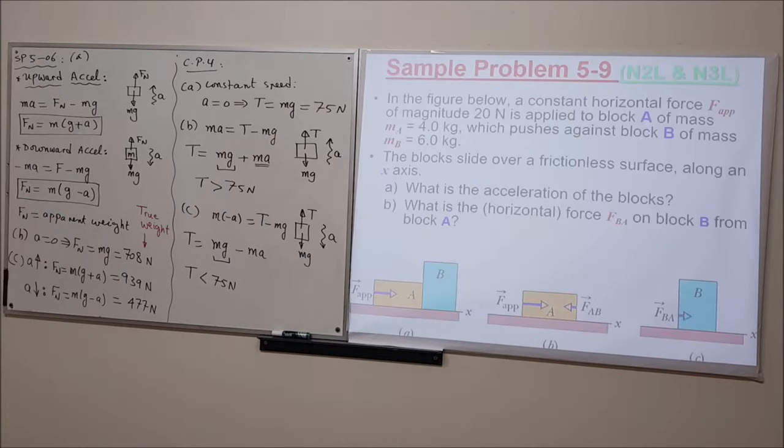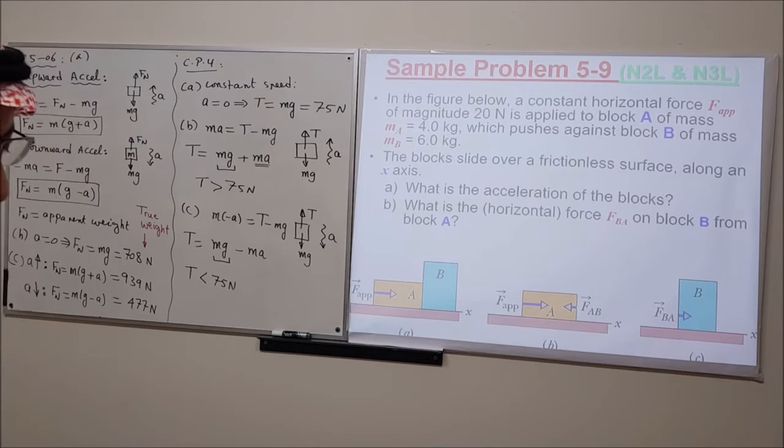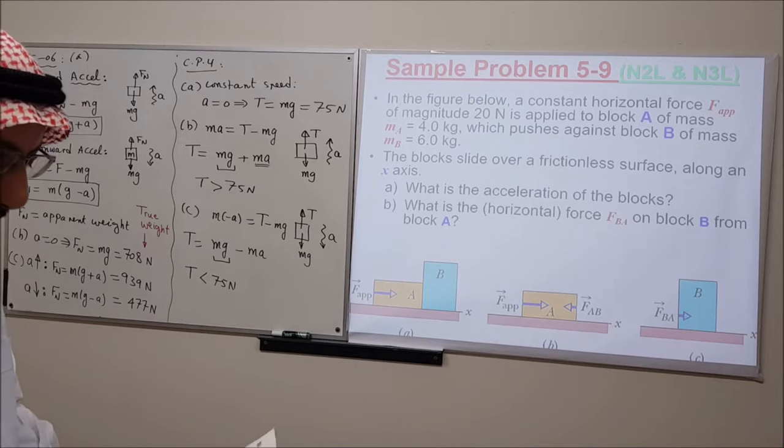Finally, we will look at the sample problem from the textbook, which is about Newton's third law, or third law force case. So let's see what do we have here.